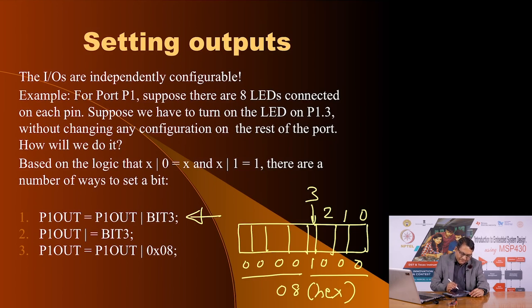So, these three are doing the same thing. Here we are explicitly saying that P1OUT is equal to the original value of P1OUT ORed with BIT3, which is 8. In the second statement we are saying it in a different way: P1OUT |= BIT3, repeating this operation, P1OUT ORed with BIT3. And in this one we are explicitly saying OR P1OUT with this information, which is 0x08. So, this is the way you can manipulate the bits using the OR operator.